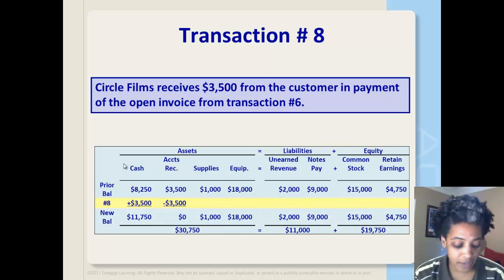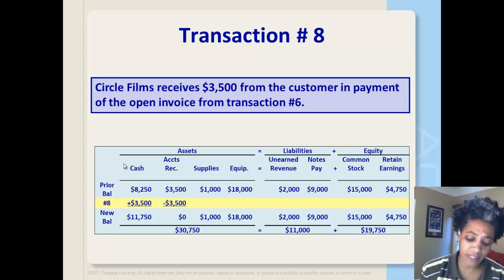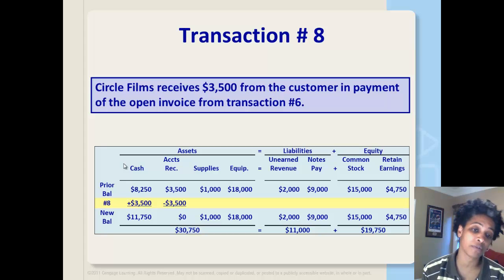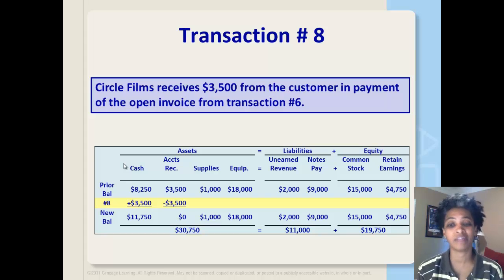In our next transaction, Circle Films is exchanging one asset for another. We've seen this before. What happens here is they're receiving cash in satisfaction of the receivable that was created when the service was performed. So this is that customer that we had before who's now paying that invoice. So as a result, cash is increasing and receivables are decreasing. So we don't have anything happening in this transaction with liabilities and equity.